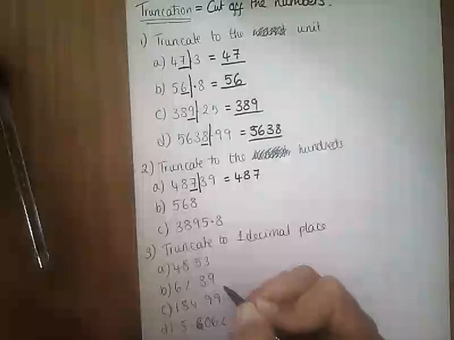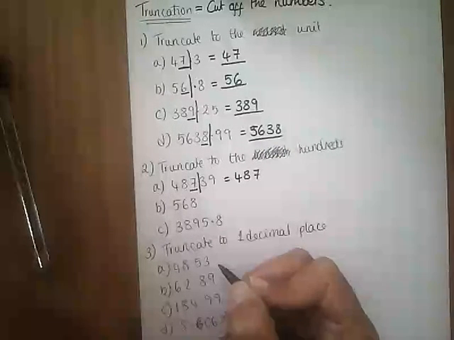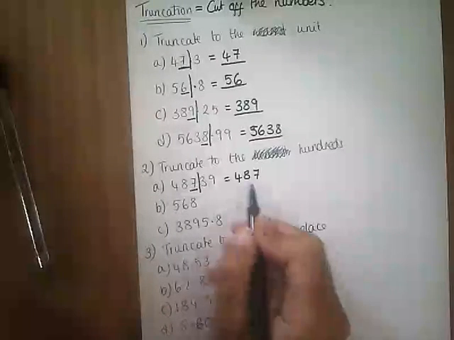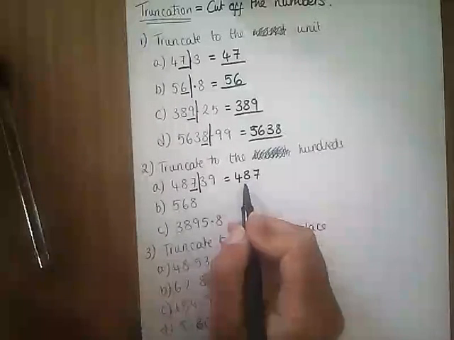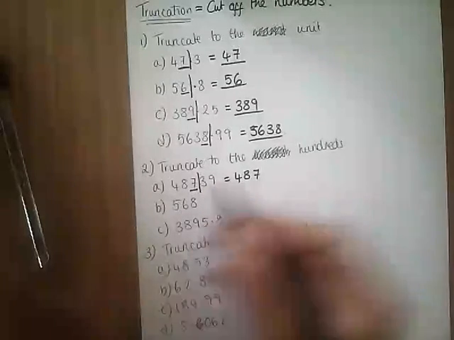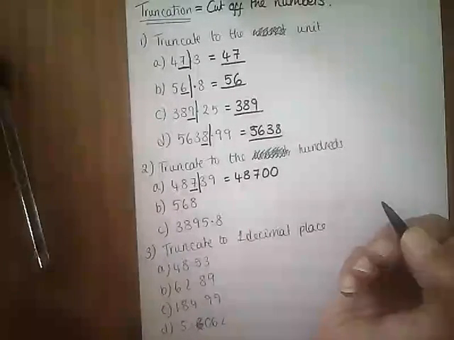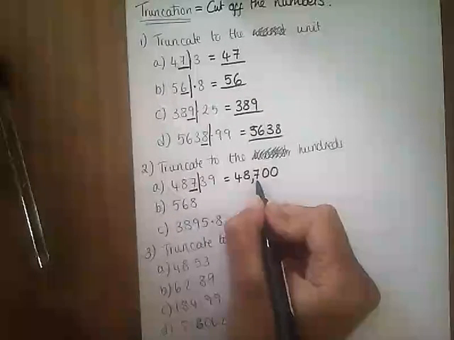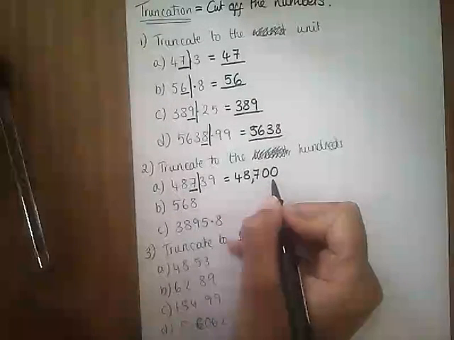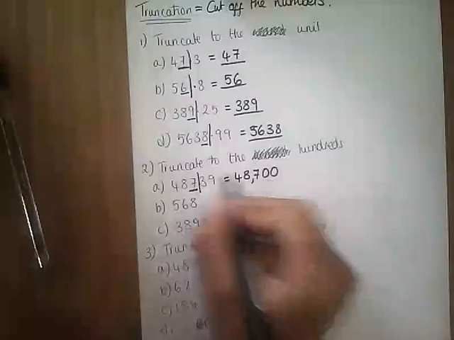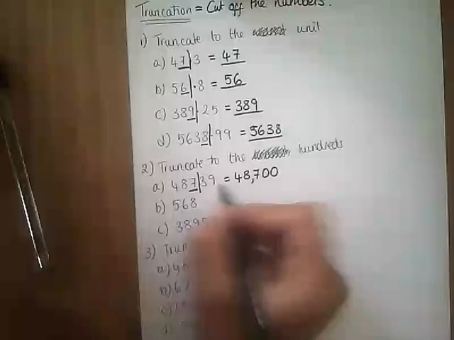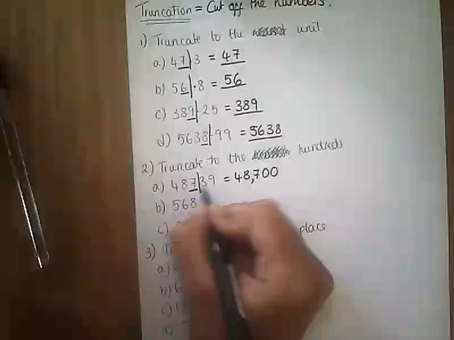Now if I said I'm going to give you £48,739 truncated to the nearest 100, and I only give you £487, you're going to be a bit disappointed, because I've got to replace these missing ones with zeros. Because you can't change the value of the number. The 7 still has to stay in the hundreds. It's worth 700, just like when you're rounding. If we were rounding that to the nearest 100, it'd be 48,700. If we truncate it, it's still 48,700.